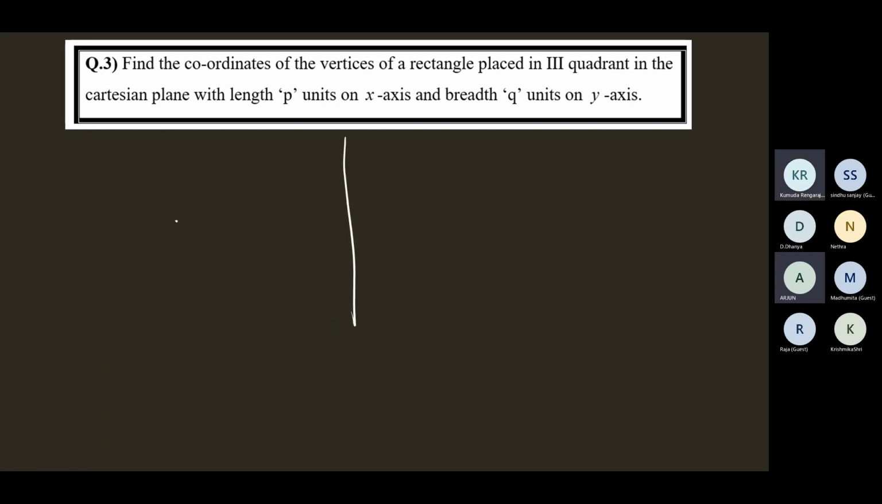See here, the X and Y axes. The rectangle is in the third quadrant. The length of the rectangle is P units on the x-axis. If I say 4 units, it can be 4 units from here to here on the x-axis, or from here to here. But since the rectangle is in the third quadrant, it has to be this one. So here it is P units, and this point will be minus P because it is on the negative side of the x-axis.